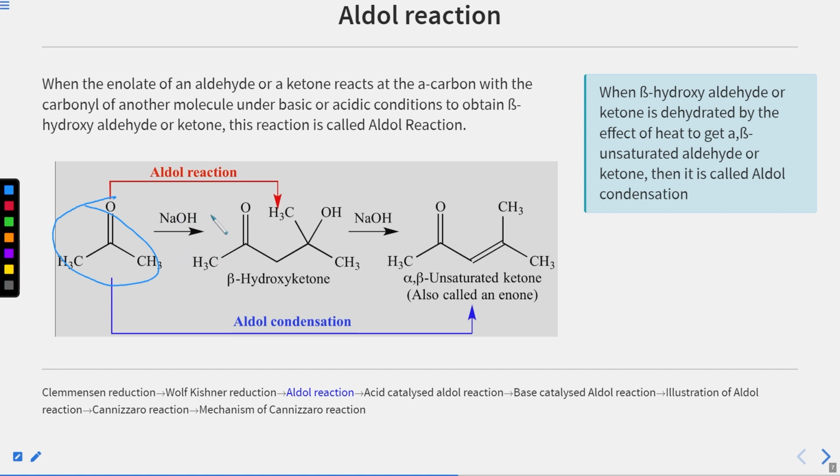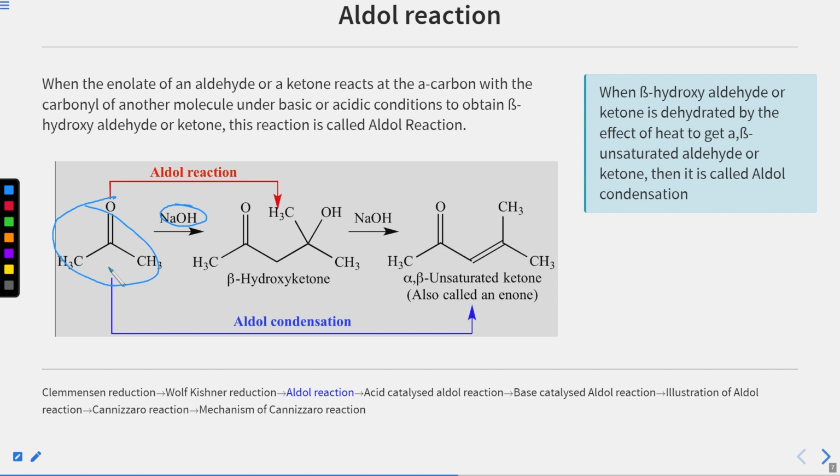Then we can do it either in the presence of base or in the presence of acid. We are considering base here. So we take a dilute base like dilute NaOH. Further, the requirement of the reaction is that the carbonyl must have an alpha hydrogen. So what is alpha hydrogen here? Alpha hydrogen is the hydrogen that is present on the alpha carbon.